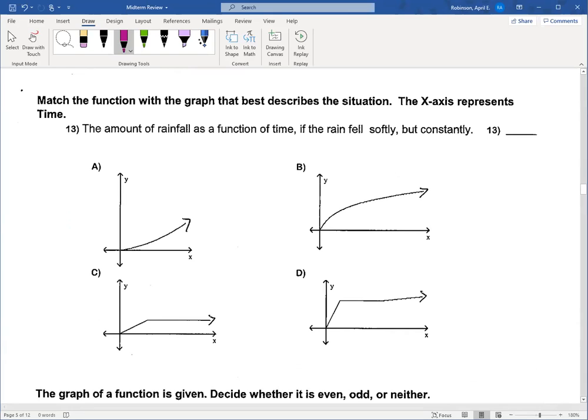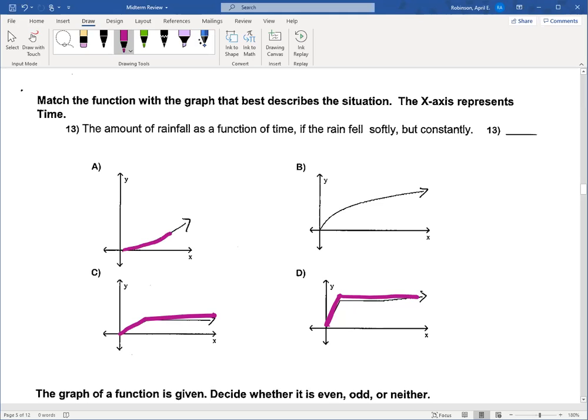Match the function with the graph that best describes the situation. The x-axis represents time. The amount of rainfall as a function of time if the rain fell softly but constantly. Well, constantly to me is more of a horizontal line. However, this has too much of a sharp uphill and then constant. And then this looks like hard and then soft. It's constantly, but softly at the same time.